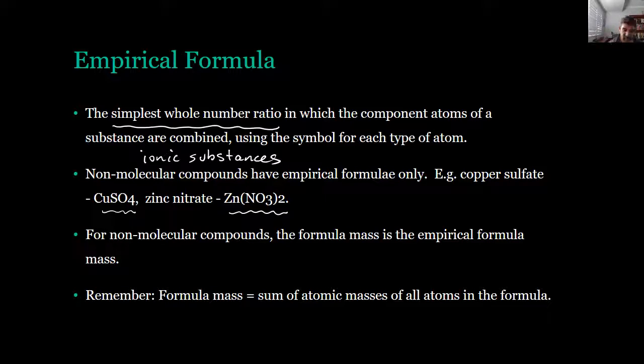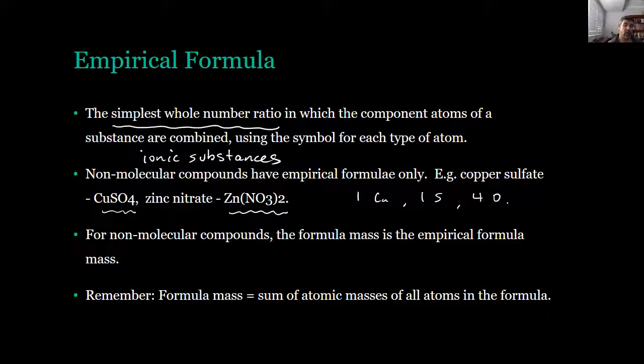What this tells us is that for copper sulfate, for example, we have one copper atom, we have one sulfur atom, and we have four oxygen atoms. And this is the ratio. This is the simplest whole number ratio for the component atoms in the compound. One copper to one sulfur to four oxygens.